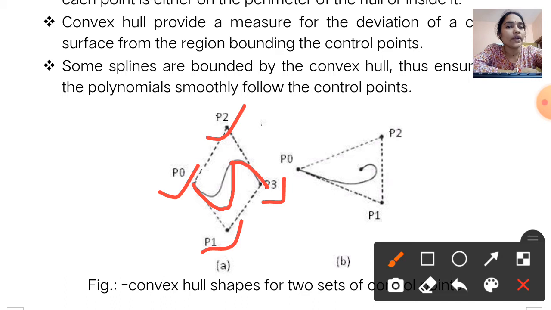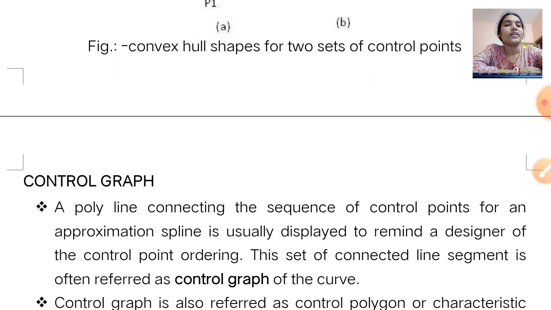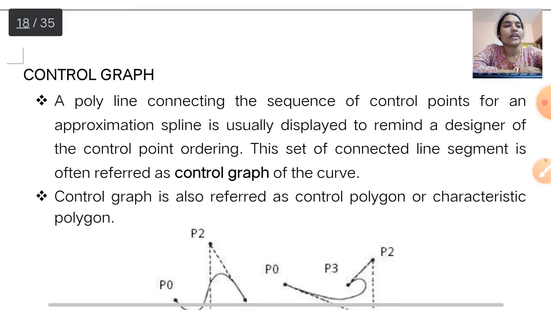This one is your quadrilateral and this one is your triangle. P0, P1, P2. That means the curve line goes this way. So here are the convex hull shapes of 2 sets of control points. Next one is your control graph.